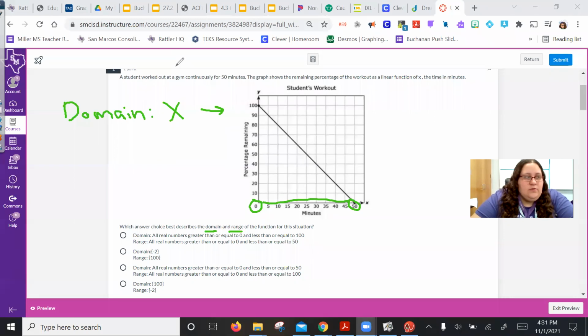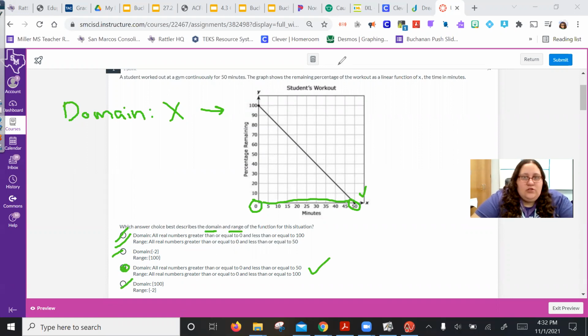So we're going to read through our problems. We're going to find that answer choice. So it says domain is all real numbers greater than or equal to 0 and less than or equal to 100. Well, we're looking for 50, so that's not it. So we'll get rid of that answer choice. This one says that the domain is just -2, which we know is incorrect because it's all of these numbers. The domain is all real numbers greater than or equal to 0, less than or equal to 50. That is what I'm looking for. So that is correct. But you always want to read through all your answer choices just to make sure. Domain is just 100. And that one's incorrect. So for this one, it's going to be answer choice C.